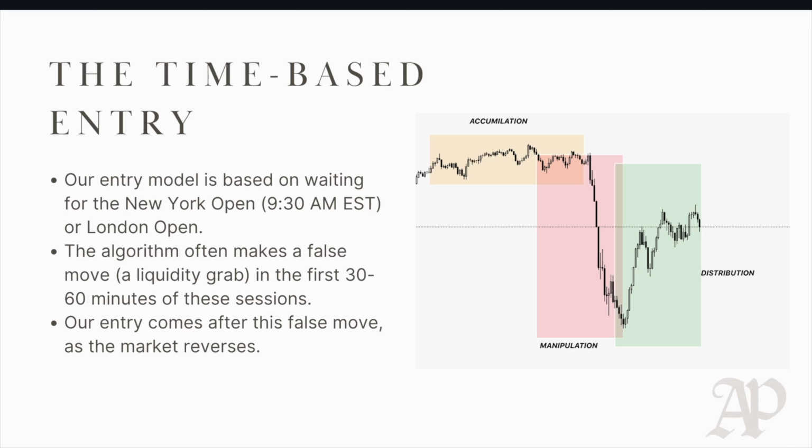The algorithm often makes a quick false move in the first 30 to 60 minutes of the session. Just a classic turtle soup liquidity grab. And our entry comes after this false move as the market reverses back into the direction of trend. So as in the examples that I showed you guys, you could have seen it happening a lot of times. So first of all, we have accumulation, manipulation, distribution. Usually this is the Asian session, London session, and the New York open also makes a manipulation, and after that a distribution. It can happen in the first 30 or 60 minutes or maybe even after 2 hours, but it usually occurs in the first 30 to 60 minutes of the New York open session.